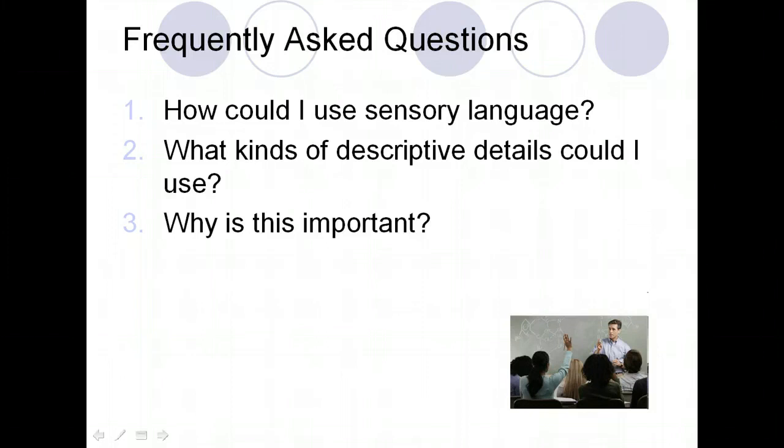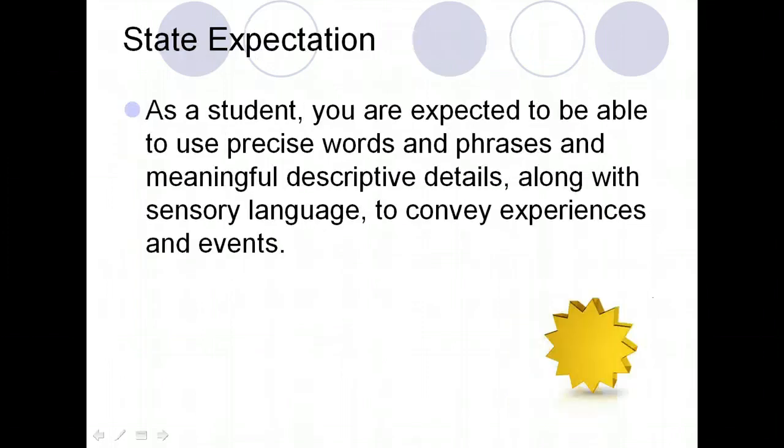Why is this important? Precise language and telling details are important in conveying an idea or thought exactly the way an author wants it to be told. An author may not be able to get his point across without using these techniques. As a student, you're expected to be able to use precise words and phrases and meaningful descriptive details, along with sensory language, to convey experiences and events.